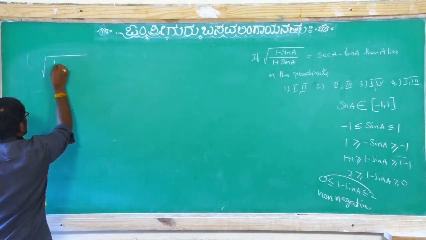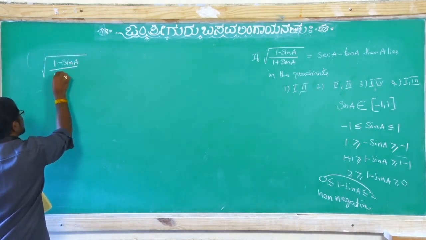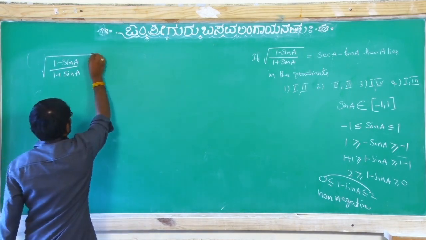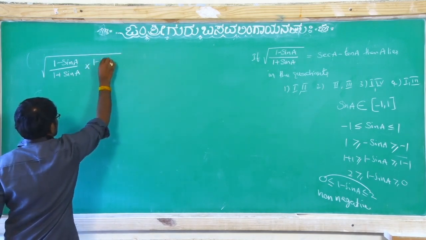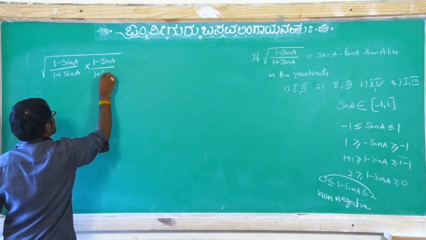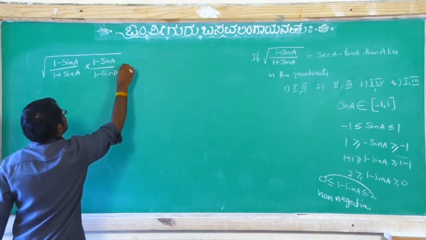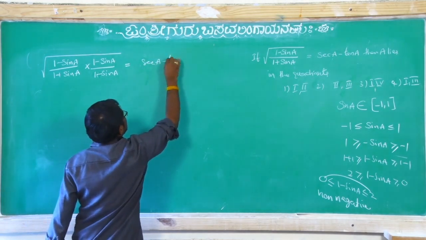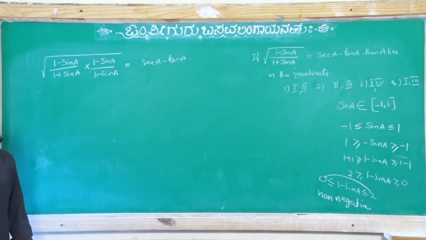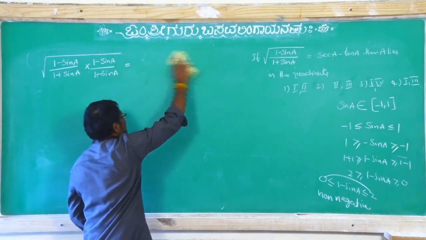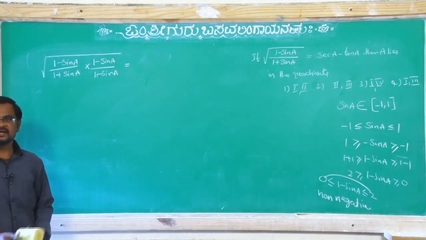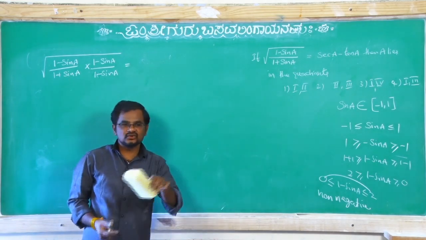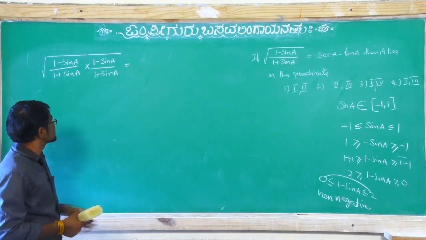Root of 1 minus sin A divided by 1 plus sin A. Okay. Now for this I will multiply and divide by 1 minus sin A. This is what? Secant A minus tan A. Later I will take this one. I am simplifying this one: it should equal secant A minus tan A. For that, under the root, multiply and divide by 1 minus sin A.